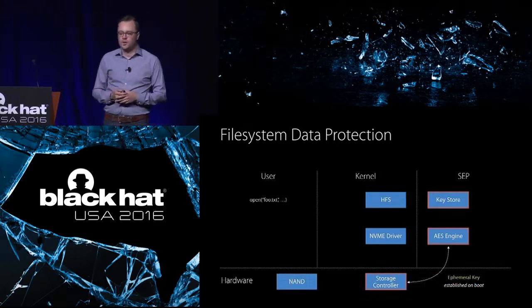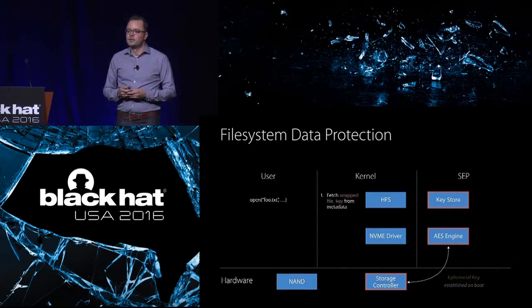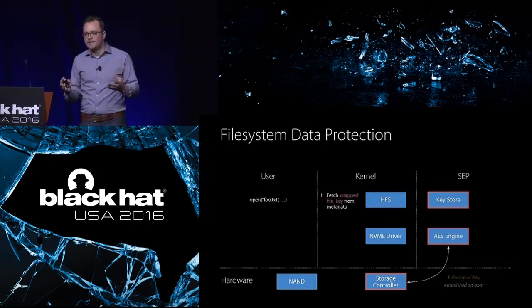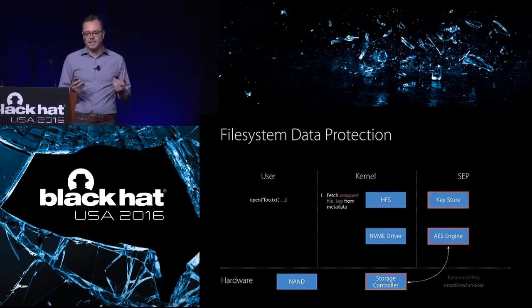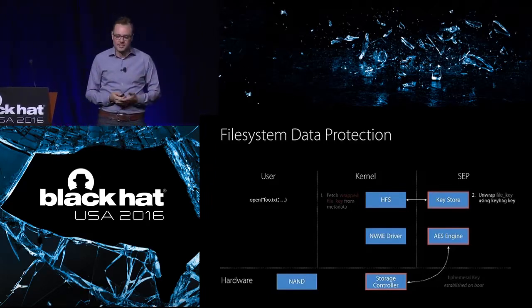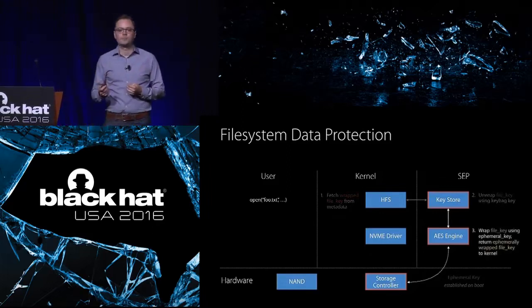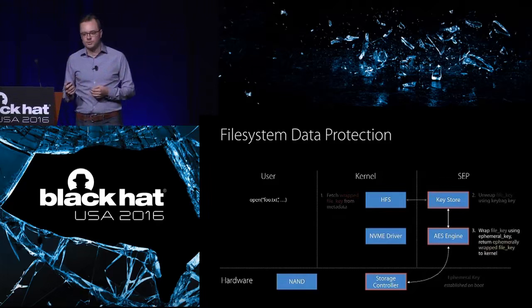Then later, when the device is running and you attempt to open a file, the kernel will fetch the wrapped file key from the metadata, will send it over to the SCP, which will use the user key bag key to unwrap it, and then it'll rewrap it to that ephemeral key that was chosen at boot.